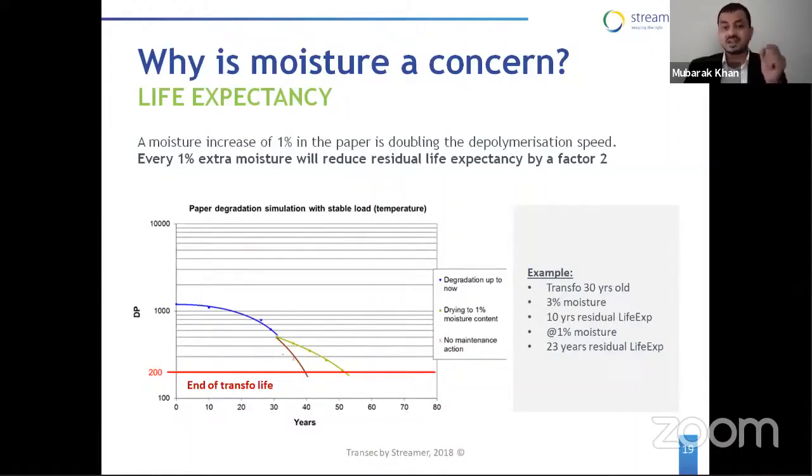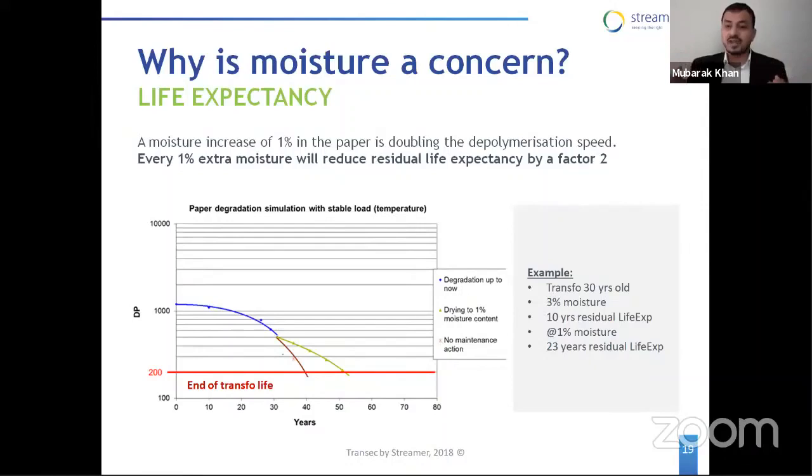Okay, we'll just try to explain this with an example. An example is taken of two identical transformers placed next to each other. Okay, and the age of both the transformers is around 30 years. They are both placed and subject to the same conditions. Okay, same load, nothing is different between the two transformers.